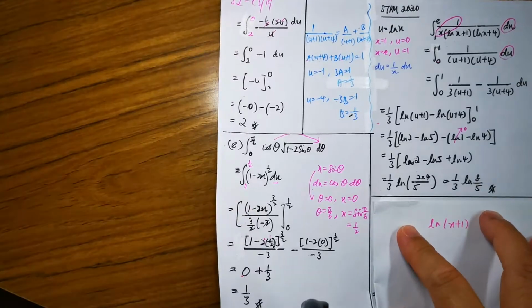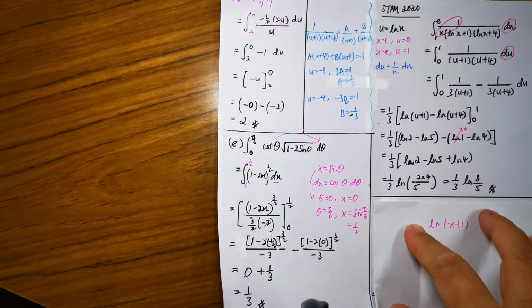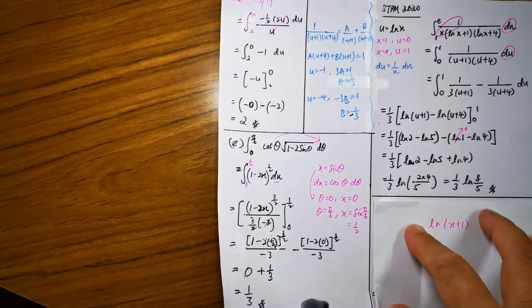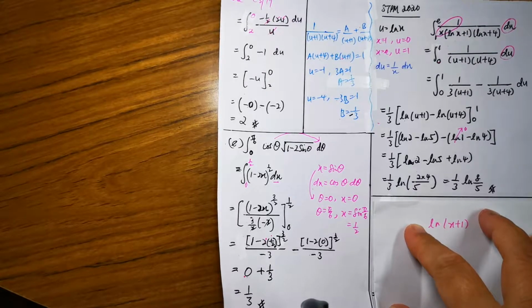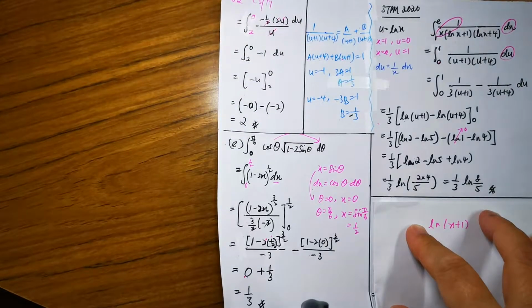Alright? So this is STPM 2020. Okay, so from here you know that when you want to do definite integration by using substitution, the steps are actually the same as what we have done, just one extra: calculate the new upper and lower limits only.